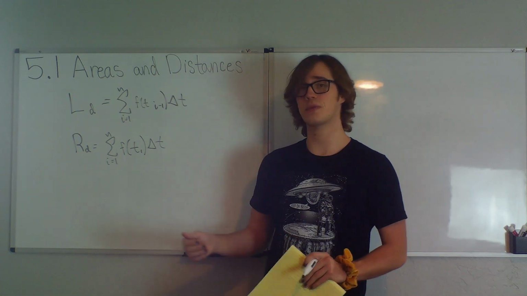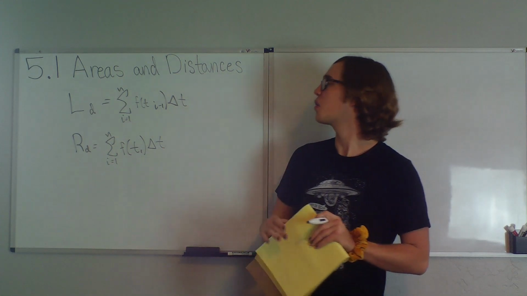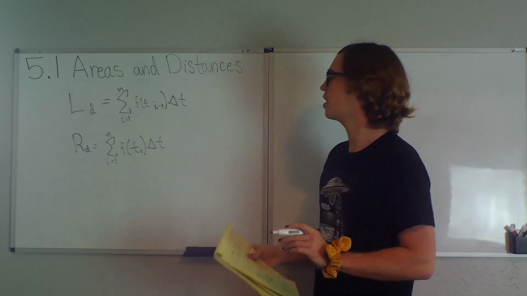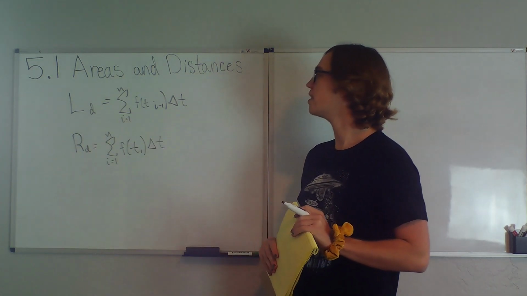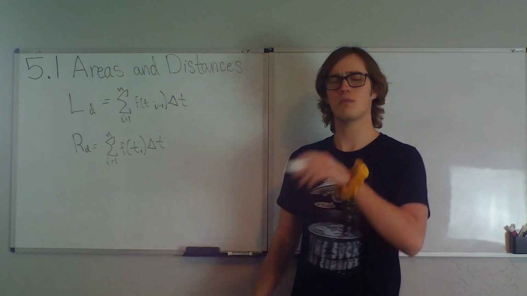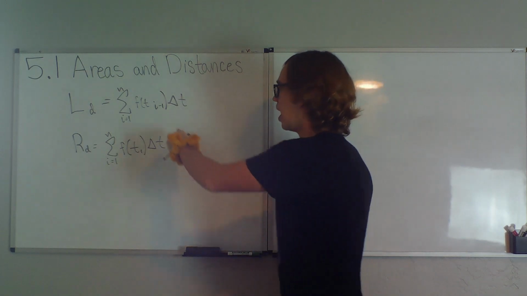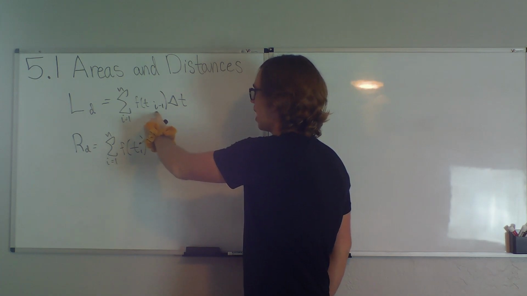So let's do the right explanation, and I guess the left explanation as well. We have that our left endpoint distance is equal to the sum from i equals 1 to n of f of t sub i minus 1 times delta t.